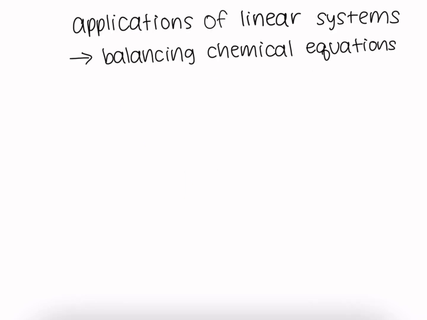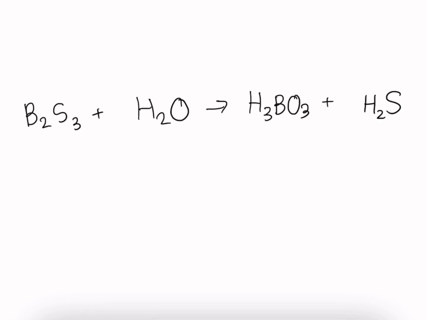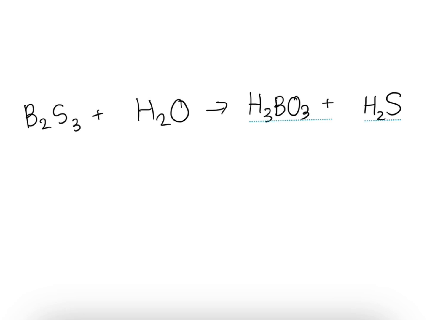Today we're going to be talking about applications of linear algebra in science. So first, one application of linear systems in science would be when we want to balance chemical equations. For example, here we have an equation that represents boron sulfide reacting with water to form boric acid and hydrogen sulfide gas. To balance this chemical equation, we're going to need to find whole numbers that are the coefficients of these compounds, like x1, x2, x3, and x4.